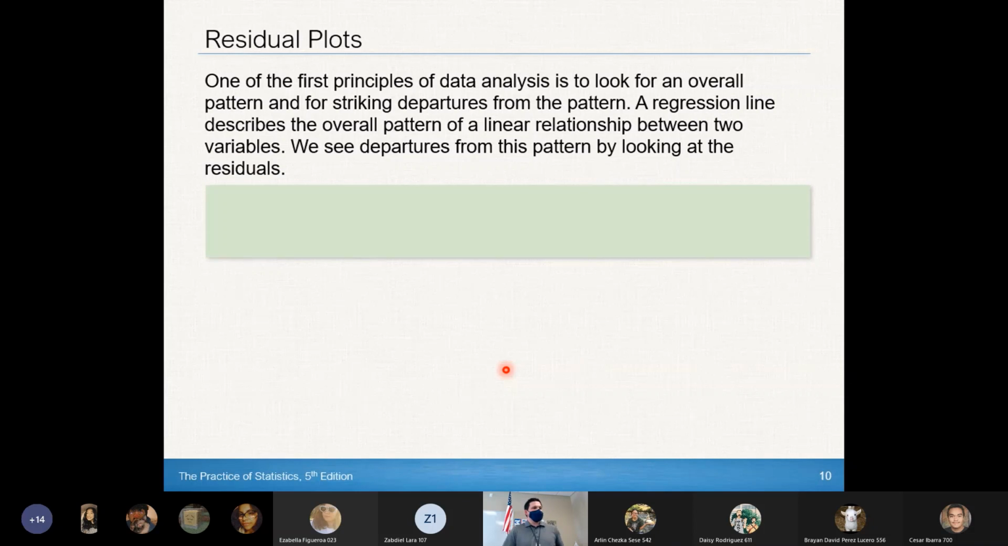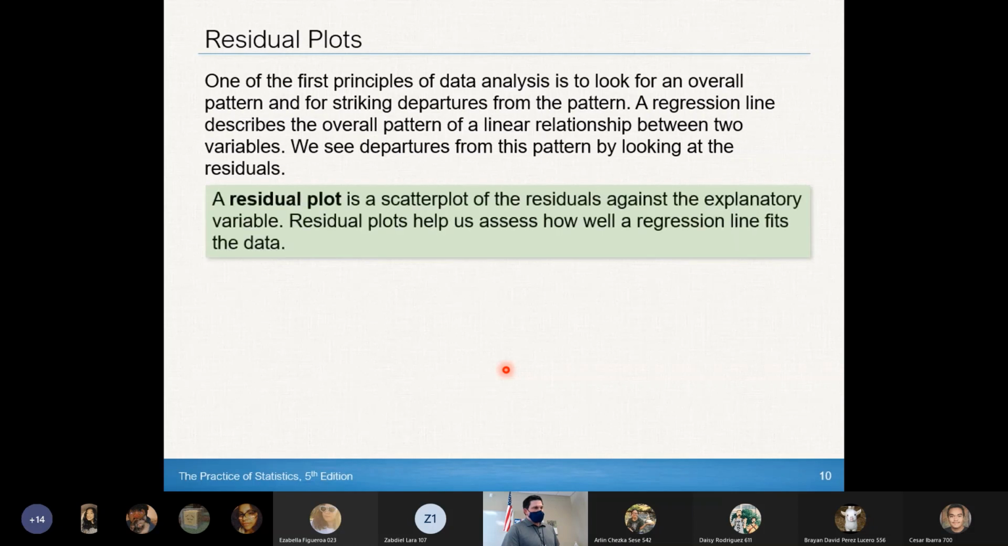One of the first principles of data analysis is to look for an overall pattern and for striking departures from the pattern. A regression line describes the overall pattern of a linear relationship between two variables. We see departures from this pattern by looking at the residuals. A residual plot is a scatter plot of the residuals against the explanatory variable. Residual plots help us assess how well a regression line fits the data.